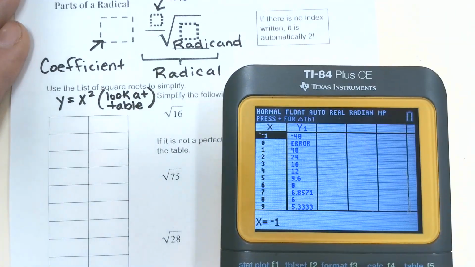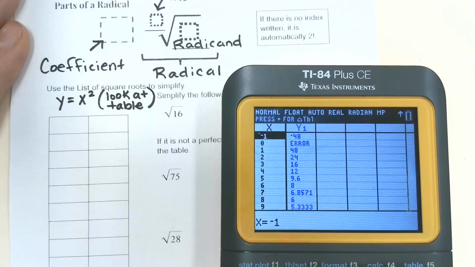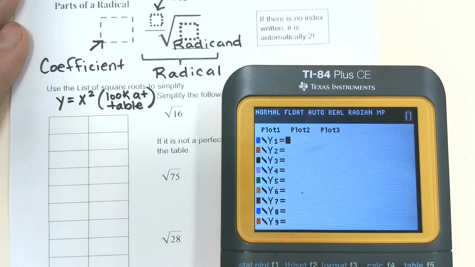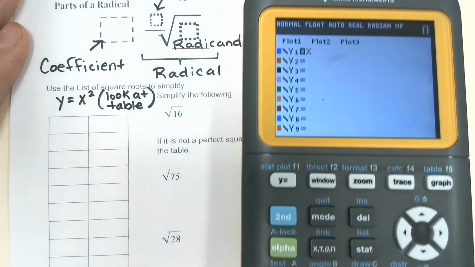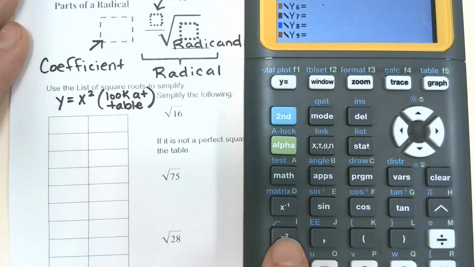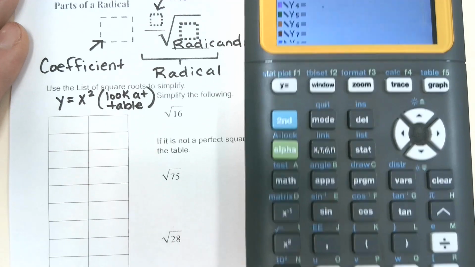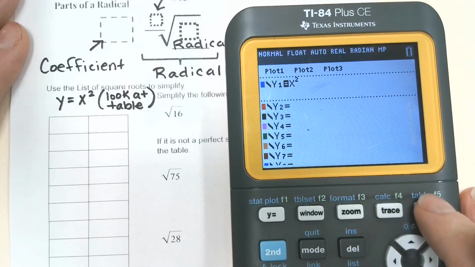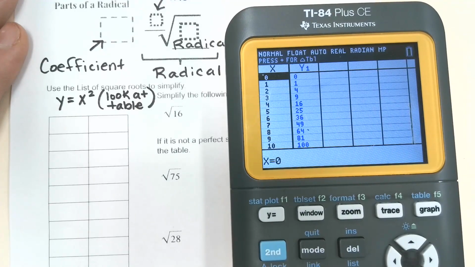So that's what we're going to do. With your calculator, I'm going to clear out my memory, so I start with a fresh calculator. And I'm going to go to y equals, and I'm going to put in x squared. The square button is right here beside the comma. X squared. Second graph for the table. Did y'all see that? Second graph for the table. See how that's in blue?